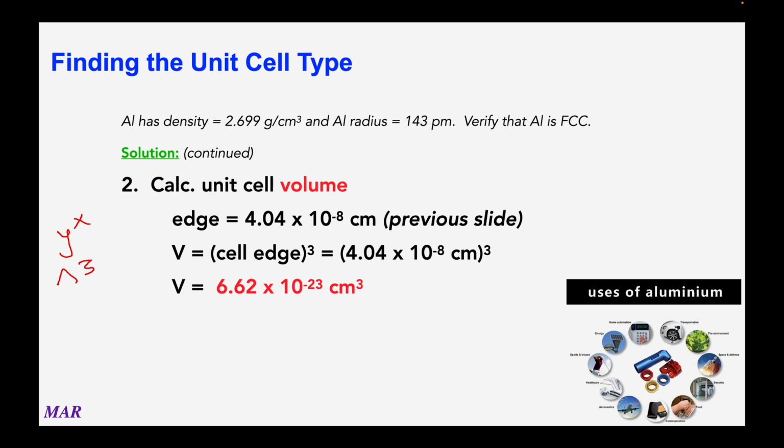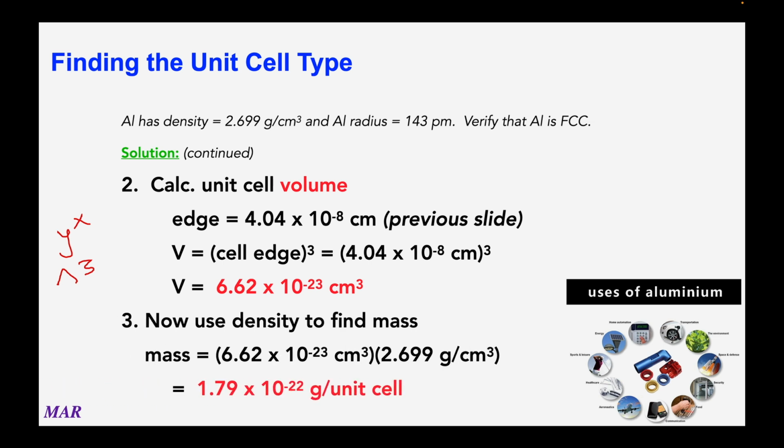This volume is very small, but even though it's small, we can use the density, which is given, to find the mass. So we're going to take the volume we just calculated and multiply it by the density. The centimeters cubed cancel. 1.79 times 10 to the minus 22 grams per unit cell. And again, that's pretty small, but these unit cells are pretty small, so it's kind of interesting.